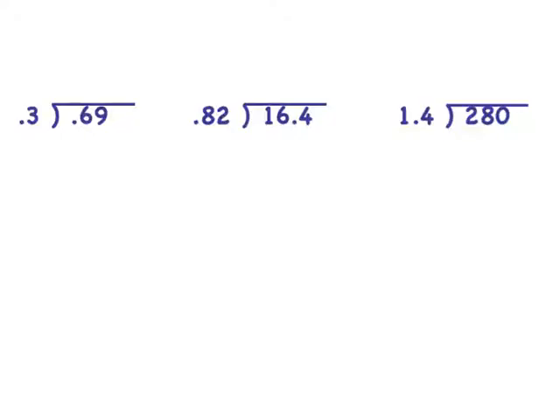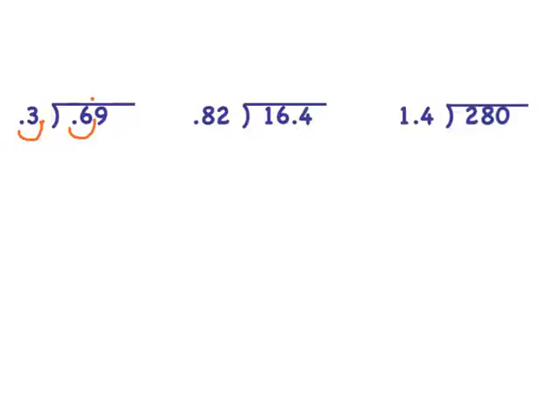Okay, so let's try some. In my first problem, I see 69 hundredths divided by 3/10. But the first thing is I need to get rid of the decimal. So I'm going to move this one over one place. And if I move it over once there, I've got to go in here, move it over, and then go straight up. Now I'm going to totally ignore it.